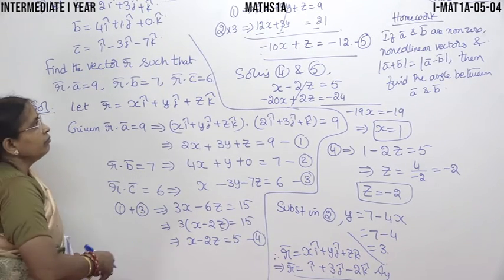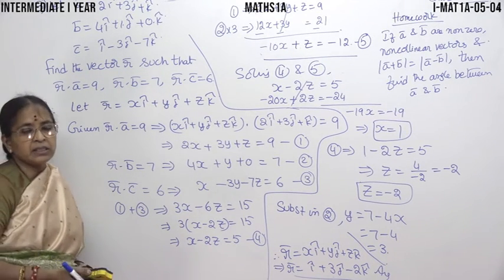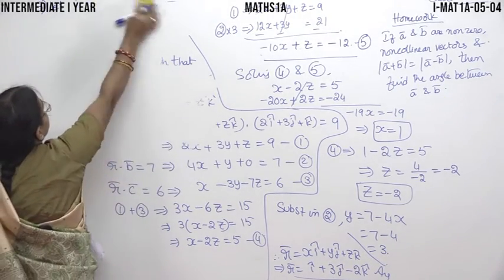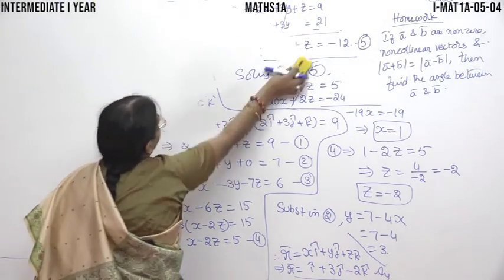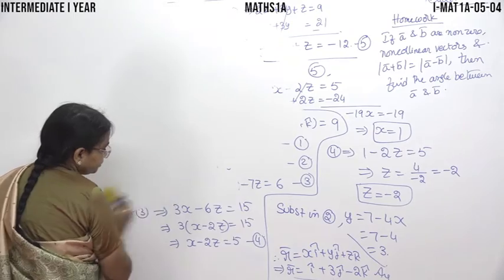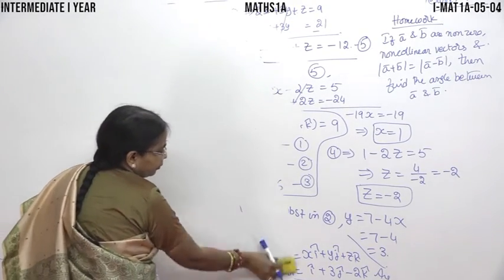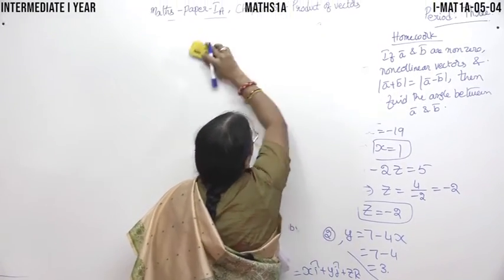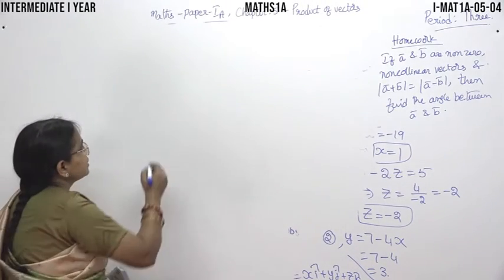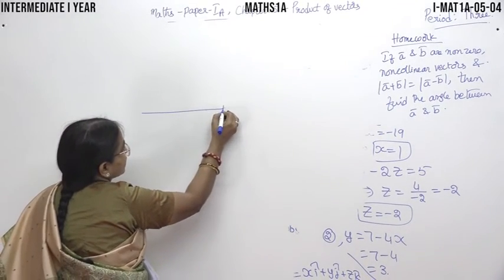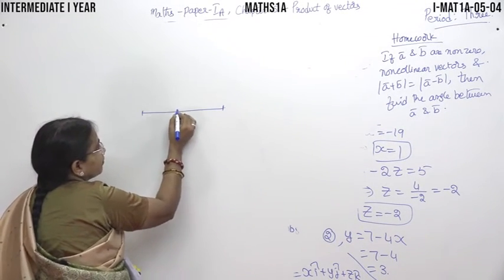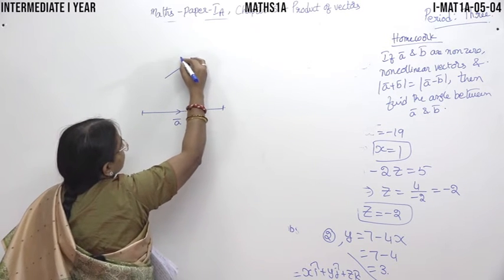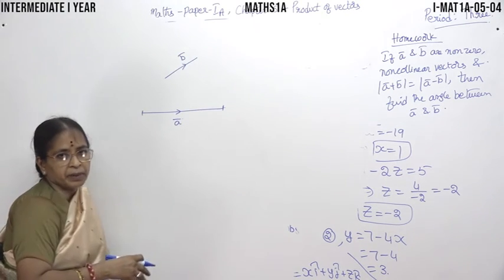Okay. Now we'll go to the next topic. In the same dot products, we have two terms: projection vector. What is meant by projection vector of A on B or B on A? Now suppose that you have a vector A like this. This is a vector A. And there is another vector B like this.